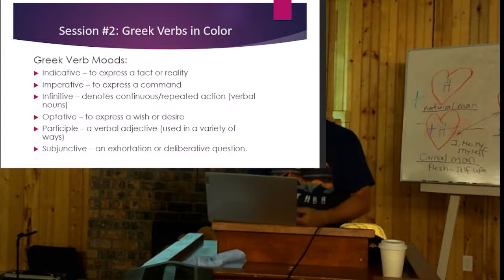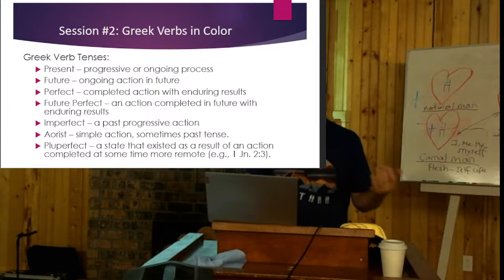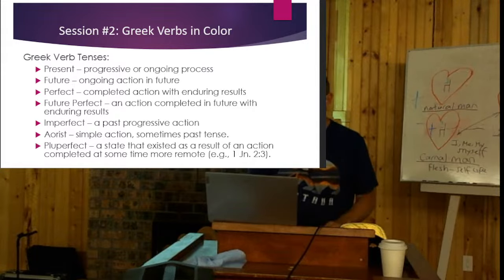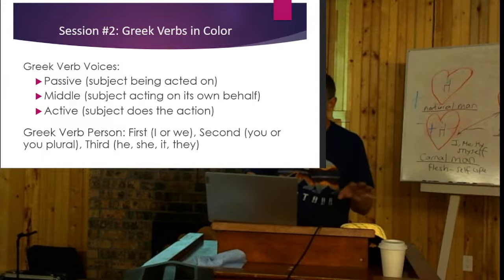Verb tenses: present tense, the aorist tense, perfect tense, and perfect, well, those would be the ones that you're used to seeing the most. And then, obviously, the active voice is used a lot. Passive voice is used some. Middle voice is used less. I find the middle voice really interesting.